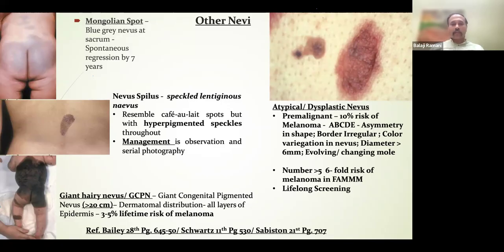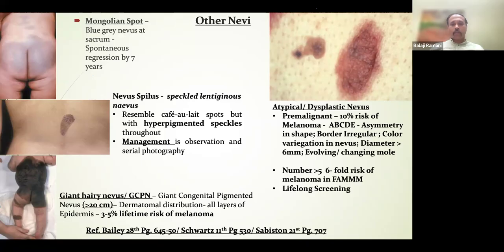So that is supposed to have all these classical ABCD features. So this might be given as a typical image based question. All the features are present here. So your asymmetry, border, color, diameter, and your evolution over time. All these are things that will make it more likely to become a melanoma.